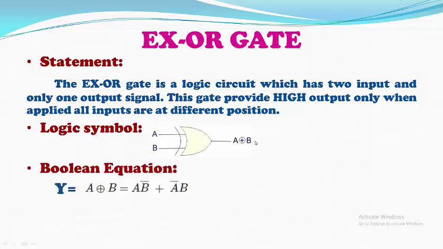Logical equation. This is the Boolean equation, A XOR B. This equation can be written as A into B bar plus A bar into B.